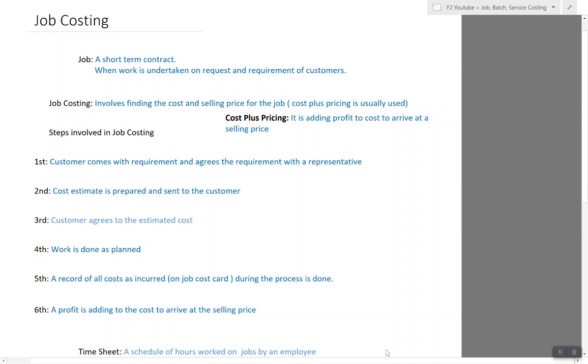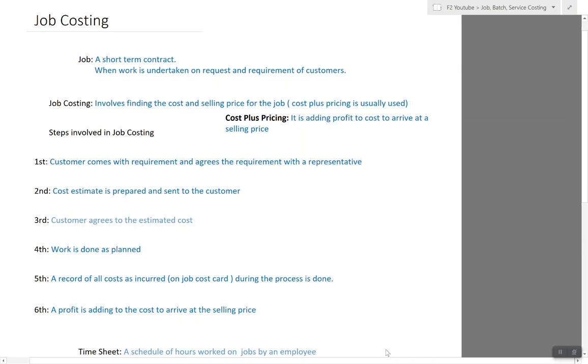There are certain steps involved in job costing. You don't have to memorize these steps. Just understand what comes before and what comes after. I don't recommend memorizing them. So the first thing that happens in a job costing system that an organization uses, obviously there are many other detailed things involved, but these are the main things that happen.